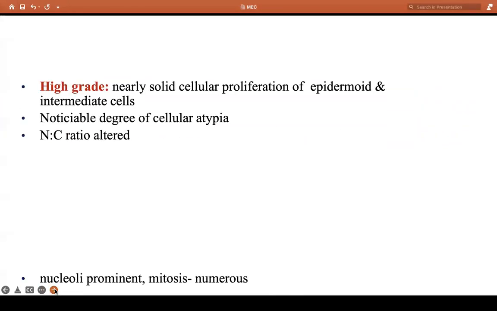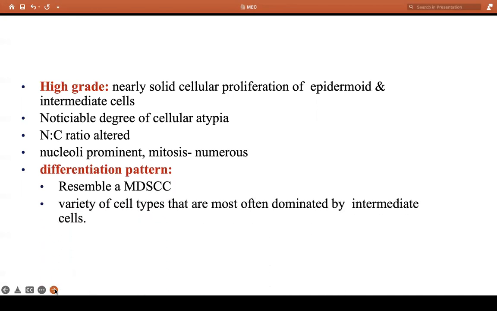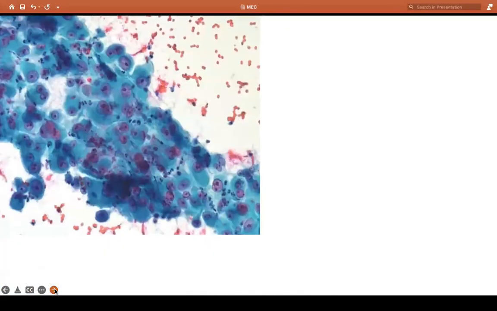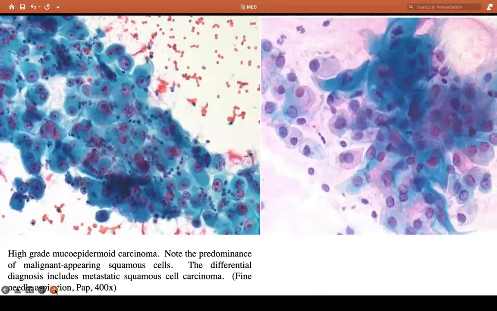The very important thing in the cytological morphology is to make the tumor high grade, and then squamous cell carcinoma will come in the differential diagnosis. In fine needle aspiration of the high grade, note the predominant squamous cell, and you can see here mucus cells, you can see goblet cells, you can see the mucus vacuoles, mucus is also there.